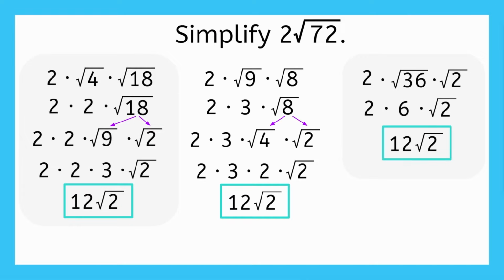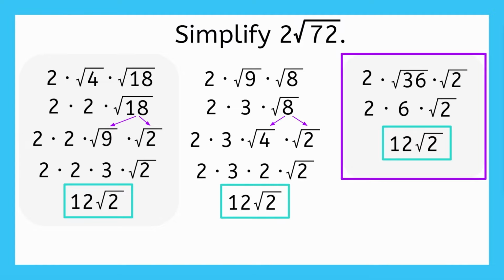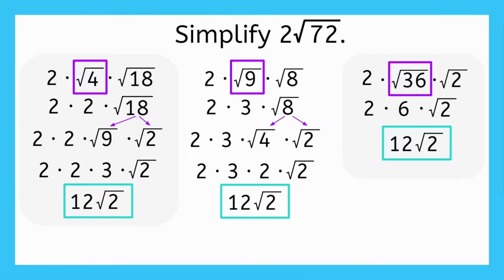Here are the other ways you could have simplified this problem. This option on the right has fewer steps than the others. Why do you think that is? If we look at the perfect square factors used in the first step of each of these, we can see that 36 was the largest, which explains why that option was the most efficient.